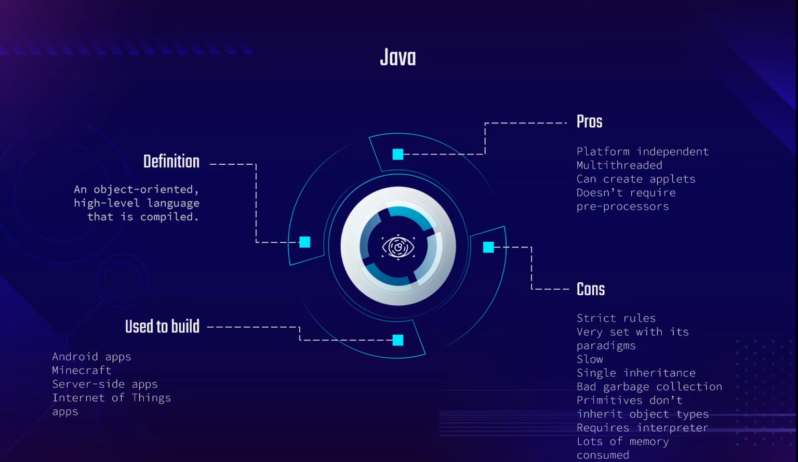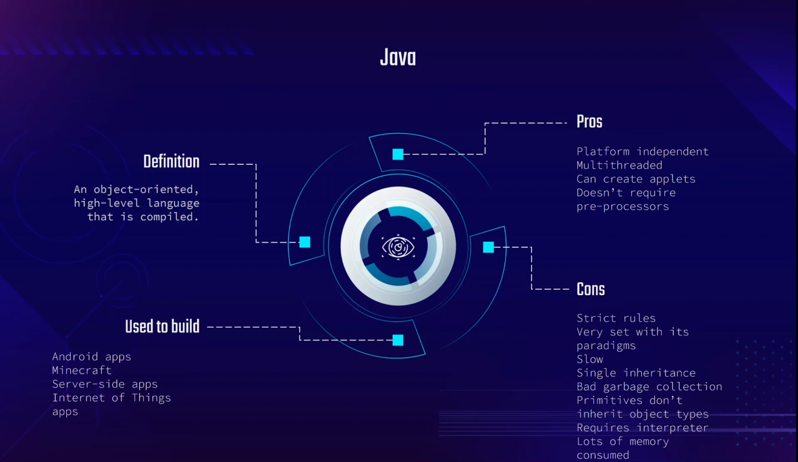Anyway, some of the pros is that it is completely platform independent and also machine independent. Therefore, it is multi-threaded. It can create little applets, which are basically little applications you can use on browsers, and it doesn't require preprocessors, unlike C++. We'll go into what preprocessors are, I guess, in the next video. Some of the cons are that it is very strict with its rules and very set with its paradigms. I should also mention that, if you're just used to programming another language, it's very verbose. Like, it takes 5 keywords to write the main method as opposed to 2 like C++.